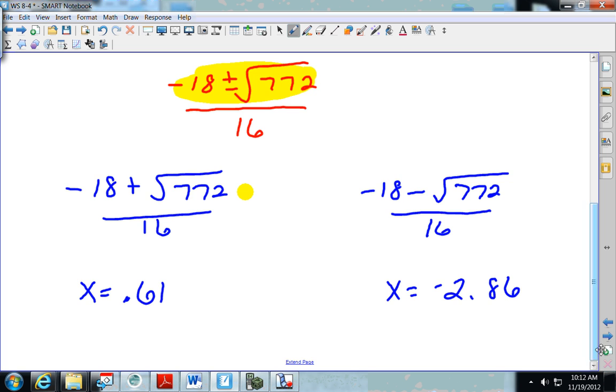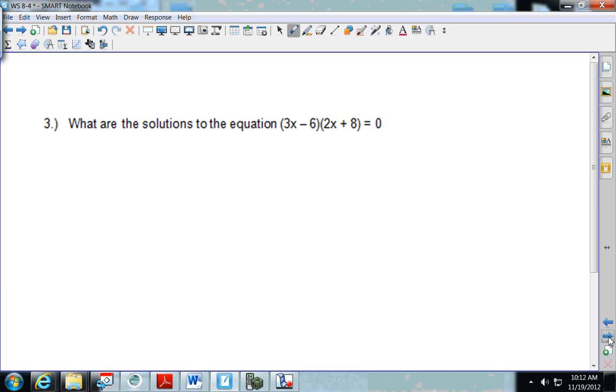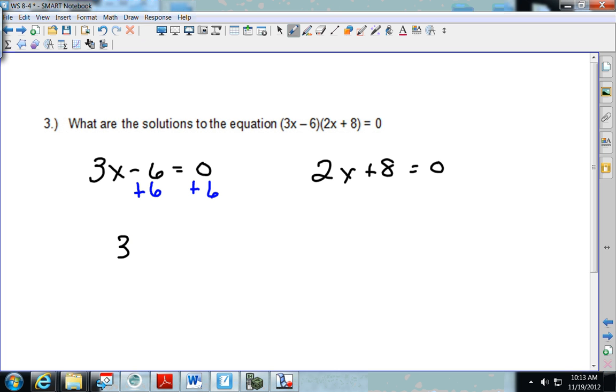The next ones. What are the solutions to the equation 3x minus 6 times 2x plus 8? All you have to do to find your solutions is take each of the parentheses. 3x minus 6 equals 0. 2x plus 8 equals 0. Now let's solve for x. Add 6 to each side. 3x equals 6. Divide by 3. x equals 2. There's one of my solutions. It crosses at 2, 0.